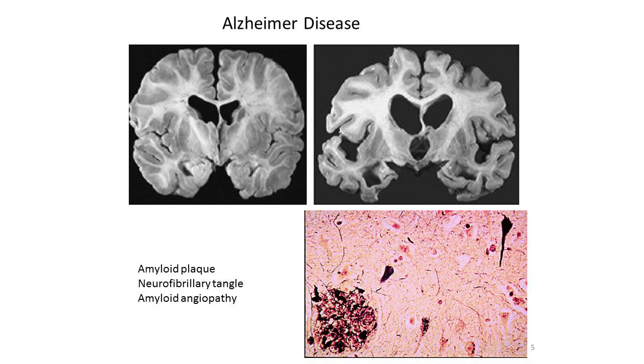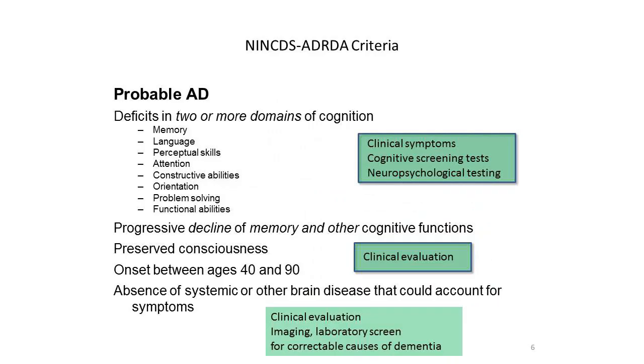And what we see pathologically, we see amyloid plaques, which are extracellular depositions of various proteins, including the amyloid beta protein. And we see neurofibrillary tangles, which are neurons which undergo neurodegeneration. Also, we can appreciate amyloid angiopathy when amyloid is deposited in the blood vessels, and that increases the risk of bleed. So how do we make the diagnosis?